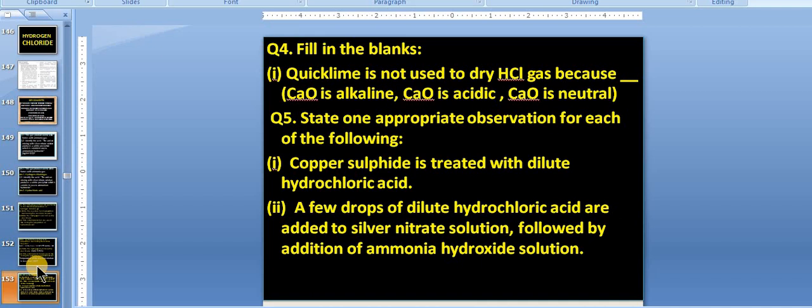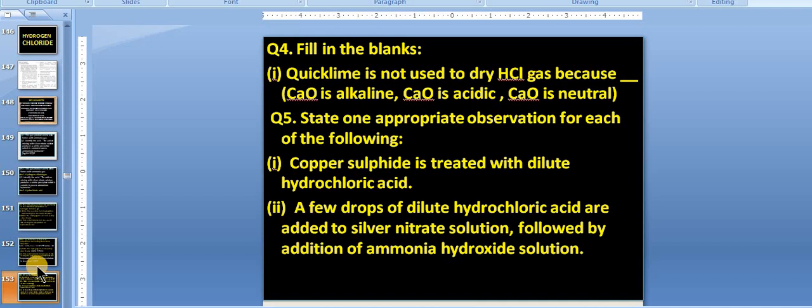Now next, question number 5. Question number 5 is: state one appropriate observation. So please see the question. Copper sulfide is there. Sulfide. You should be very careful about what is given, because sulfite is different, sulfide is different.